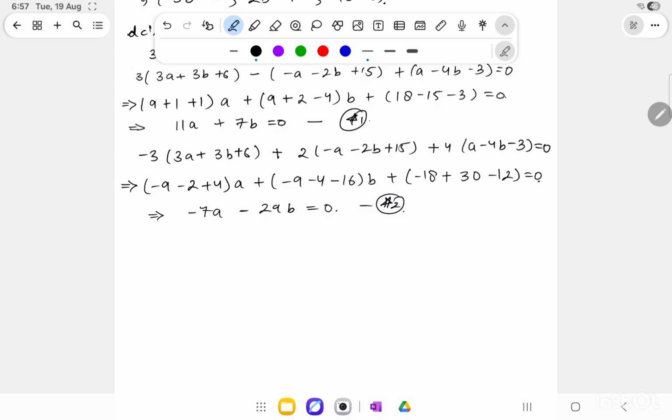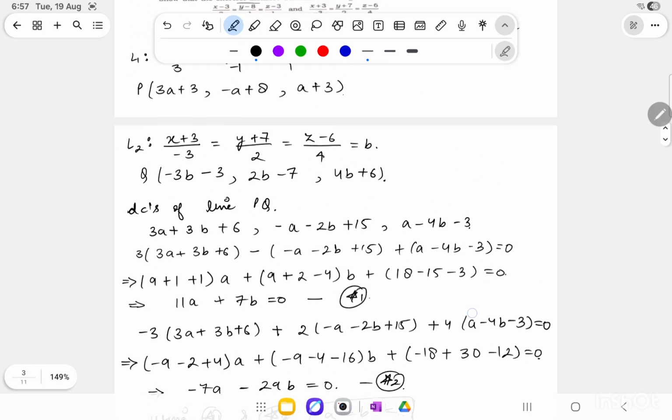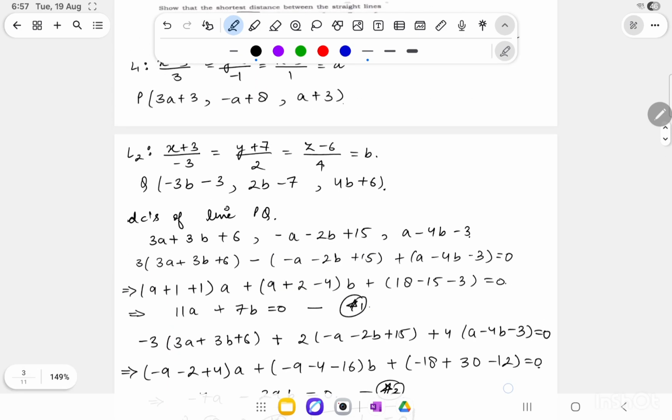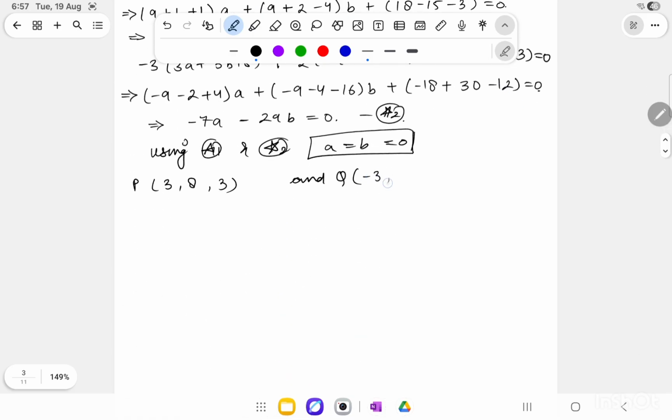Now from star 1 and star 2, I can find out that A and B are equal to 0. You can solve this and you'll arrive at a result where A equals B equals 0 using star 1 and star 2. So since I know the values of A and B, I can easily get the coordinates of P and Q. My P coordinate will be (3, 8, 3), and my Q coordinate will be (-3, -7, 6).